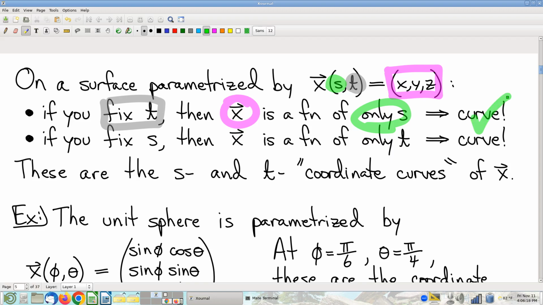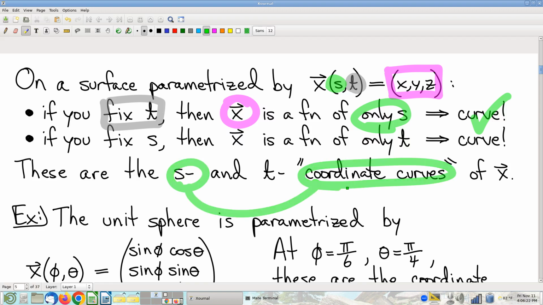So this is called the s coordinate curve of that parameterization. That's the big idea. Is that okay with everybody? What do you think? Questions?